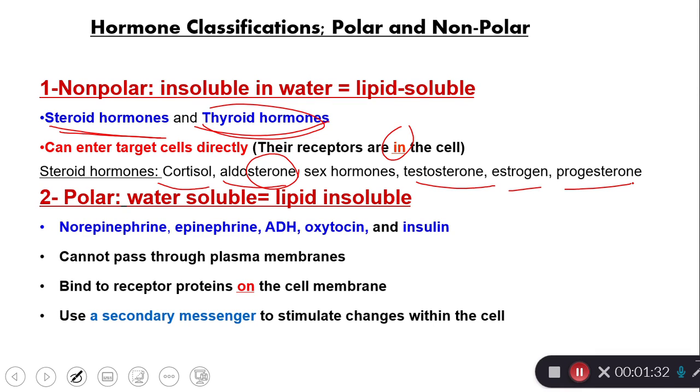The ones that are polar or lipid non-soluble cannot go through the lipid bilayer of the cell membrane, so they have their receptors on the cell membrane. And they use a secondary messenger system to induce their action. Those are anything but the steroid and thyroxine: norepinephrine, epinephrine, antidiuretic hormone, oxytocin, and insulin.